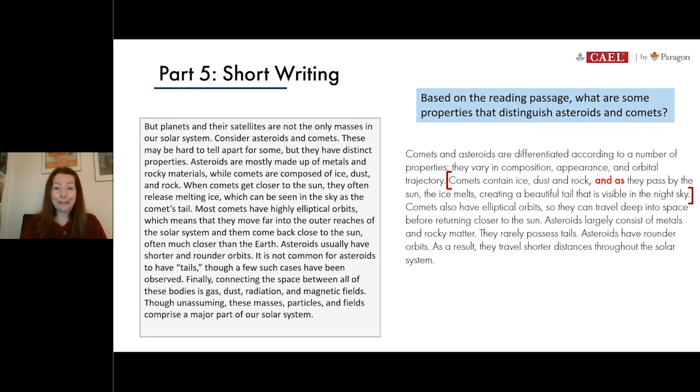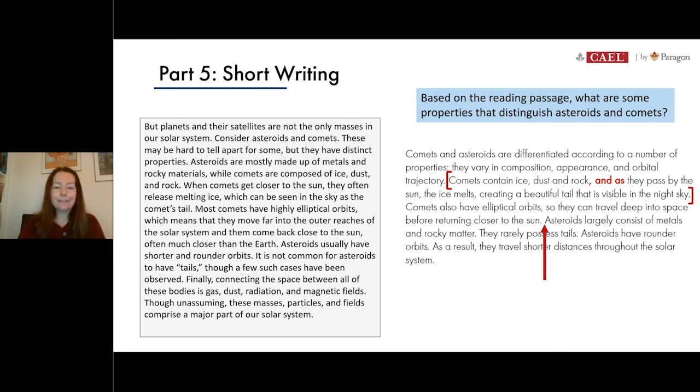I honestly like that better, and I know I'm supposed to be adding words, and here I've just taken some out. So what that means is we're going to have to find areas in the bottom part of this paragraph where we can add a few words to make that 100 minimum word count. Let's keep reading. We say comets also have elliptical orbits, so they can travel deep into space before returning closer to the sun. That's fine. That's a compound sentence. Let's leave that alone.